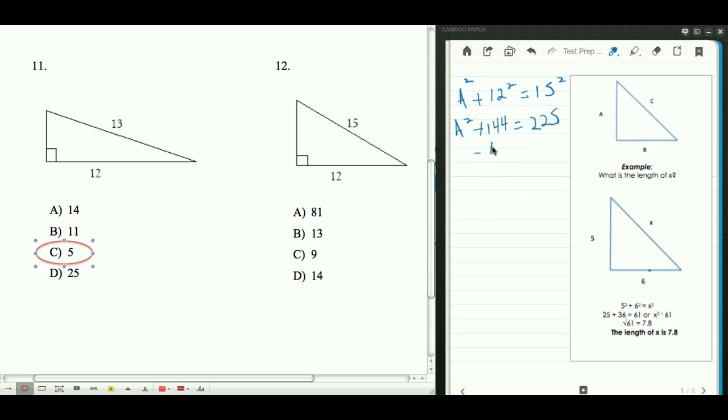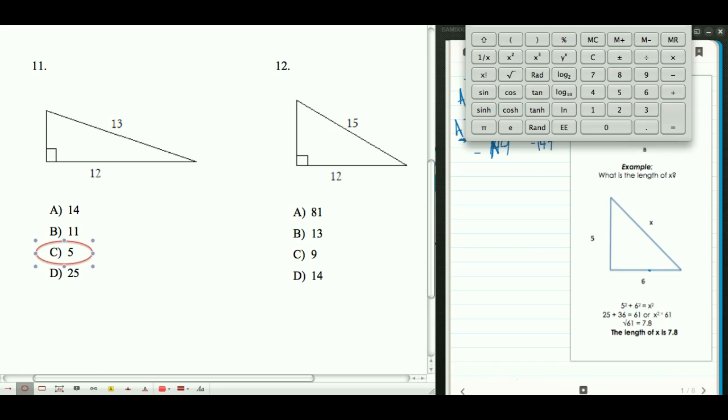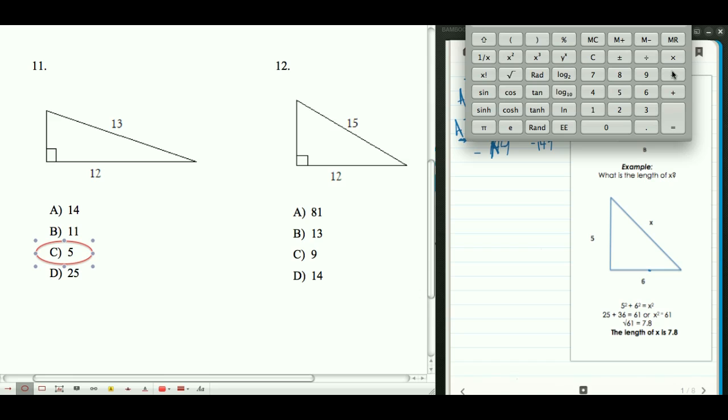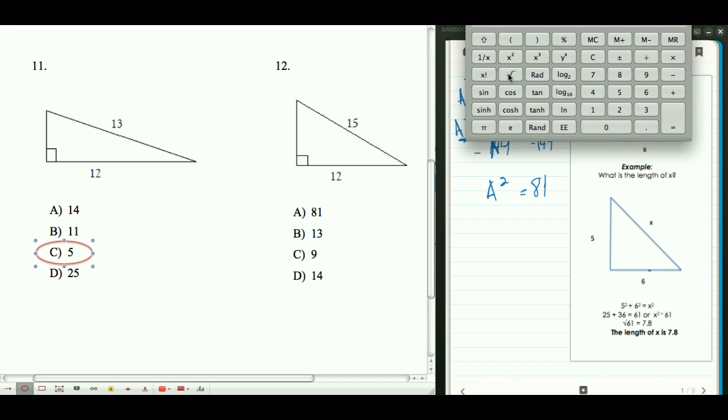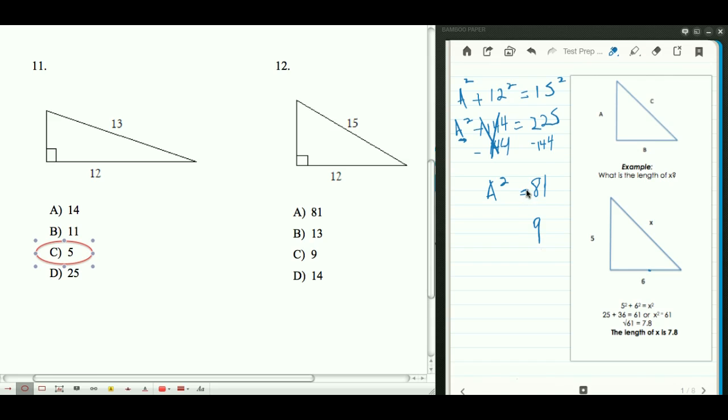Okay, so we're going to subtract 144. That way we can get that a squared by itself from each side. So that means that's going to cancel out. And 225, we already have that plugged in there, minus 144 gives us 81. And 81 is equal to a squared. And we're going to take the square root of 81, which, remember, what number times the same number gives you 81? Well, it's going to be 9. 9 times 9 gives us 81. So that means a is going to be equal to 9, or answer C.